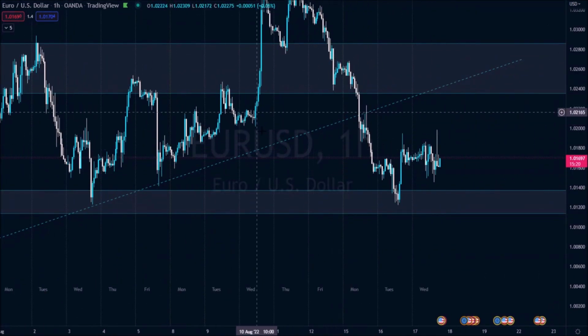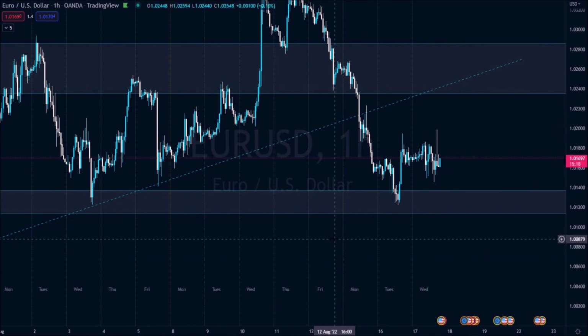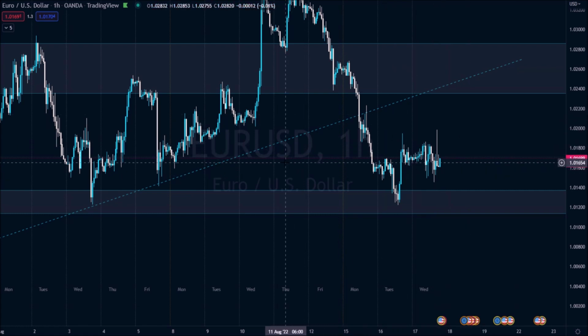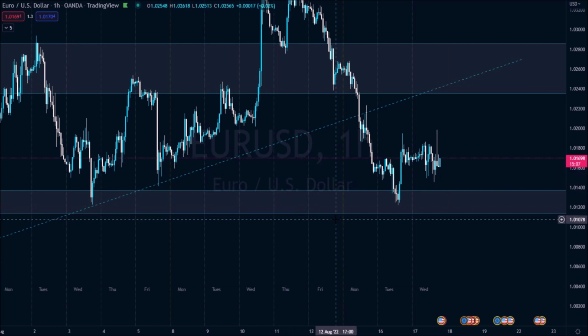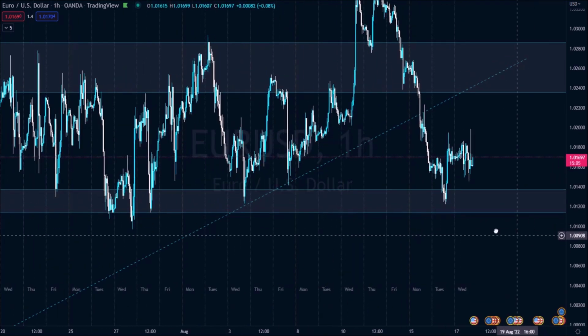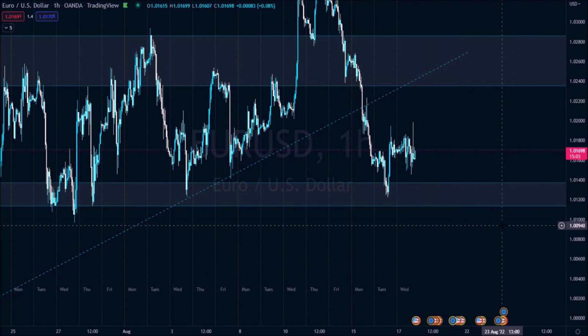If you have your bias set, and I have a bearish bias, then you can mark out your weekly highs and lows and your daily highs and lows, and those become areas where you want to be looking for some trades. So with that being said, let's just move on to pound, which is another instrument that I am trading this week.